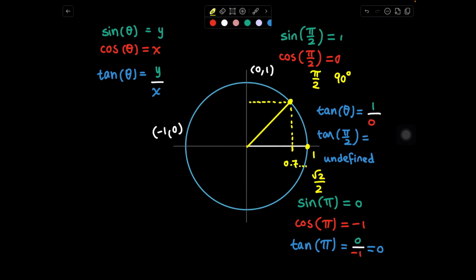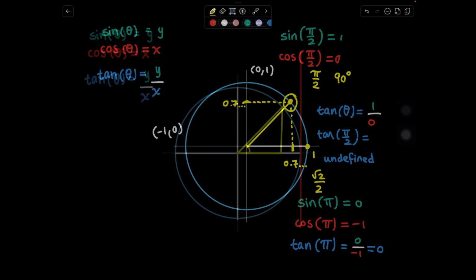Sine in that same spot is the same value. It looks like 0.7 something as well. So you can see how sine of 45 degrees and cos of 45 degrees will get you the same answer because they have the same x and y coordinate in that location.